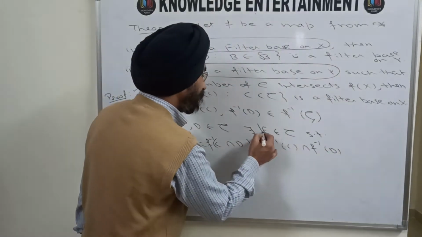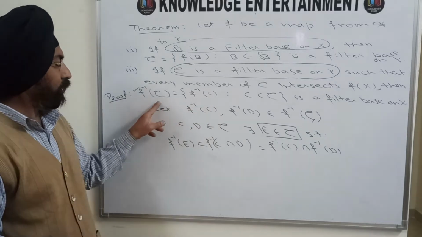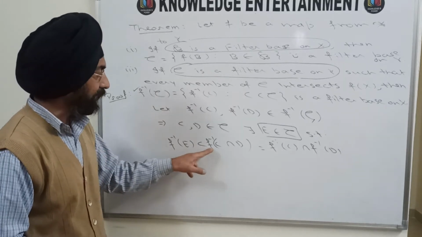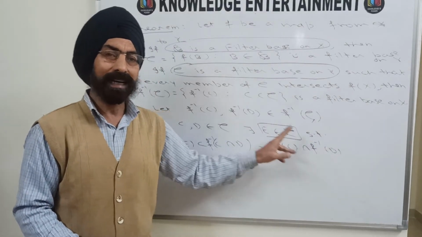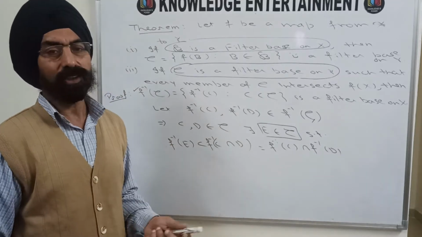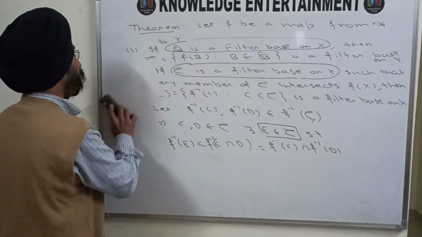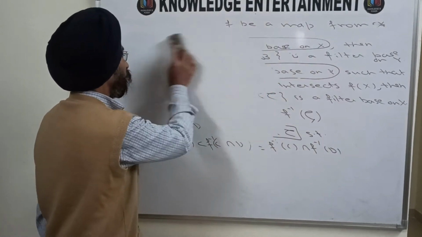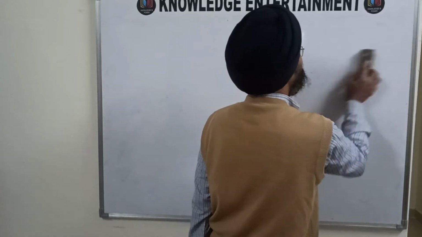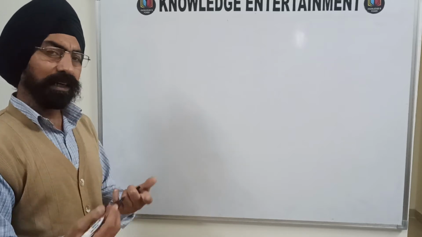Also, E is a member of C, and E being a member of C means F inverse E is a member of F inverse C. So there exists F inverse E in F inverse C such that F inverse E is contained in the intersection of F inverse C and F inverse D, and that proves the second part for F inverse C being a filter base on X. So it proves that F inverse C is a filter base on X. So this was the first theorem of this video, and now we will define ultrafilter and ultrafilter base, and then we will move on to the theorems based on ultrafilter and ultrafilter base.